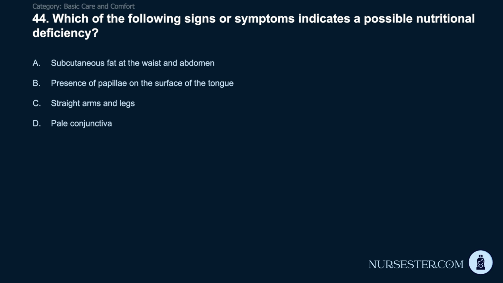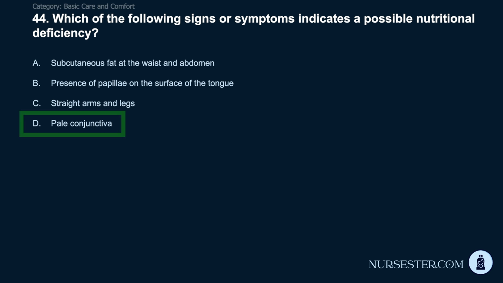44. Which of the following signs or symptoms indicates a possible nutritional deficiency? A. Subcutaneous fat at the waist and abdomen. B. Presence of papillae on the surface of the tongue. C. Straight arms and legs. D. Pale conjunctiva. Correct answer, D.